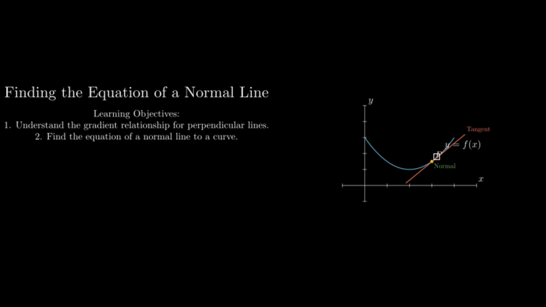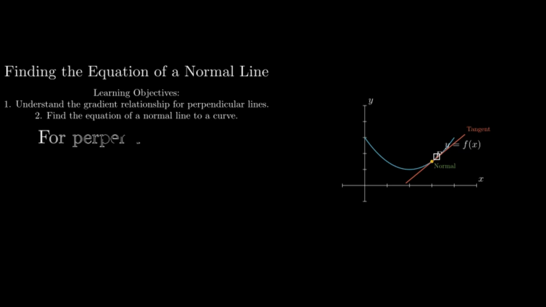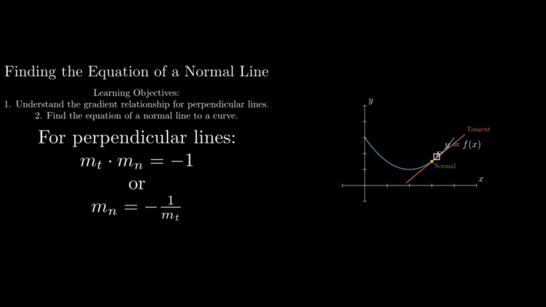So the key new piece of information is how to handle the gradients of perpendicular lines. From algebra, we know that if two lines are perpendicular, the product of their gradients is -1. If we call the tangent gradient m subscript t and the normal gradient m subscript n, then their product is -1. This means the gradient of the normal is the negative reciprocal of the gradient of the tangent. This is the crucial relationship we need.